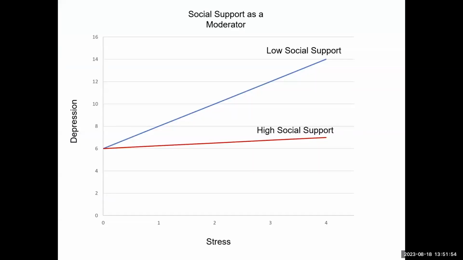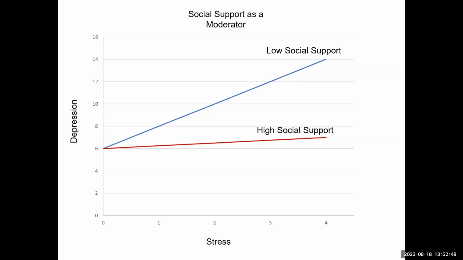Let's take a look at some hypothetical data from this scenario. On the x-axis, we have stress. On the y-axis, depression. Our blue line is the line coding the linear association between stress and depression for individuals with low levels of social support. And the red line is the line coding the linear association between stress and depression for individuals with high levels of social support. And when we look at the plot, two things catch your eye. One is the difference in slopes between these two lines. The association between stress and depression is strong and positive for individuals reporting low levels of social support, and it's much weaker, and we're going to say functionally zero, for individuals reporting higher levels of social support.